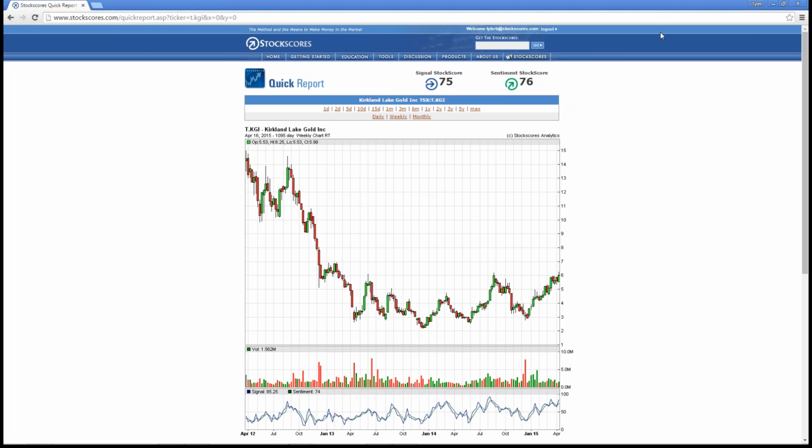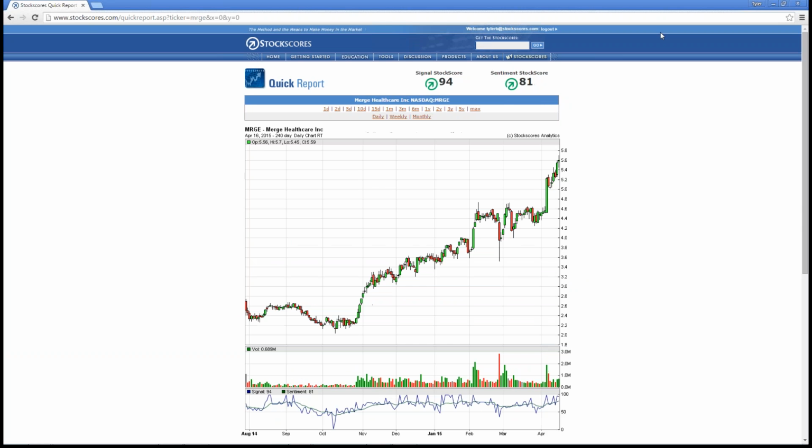Okay, let's try MRGE. If you're in MRGE, I would stick with it. I would not buy it here. It's risky. It's actually due for a pullback. It's getting a little bit extended to the upside, so you want to be a little bit careful there.